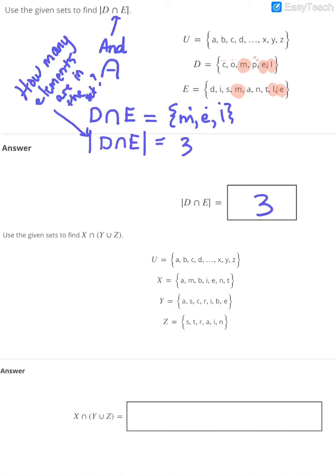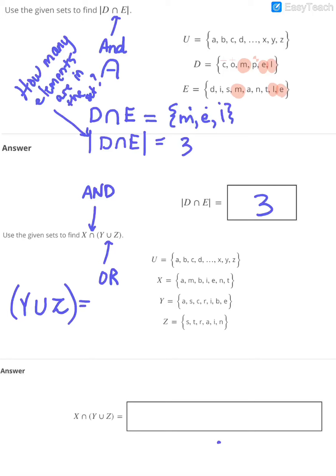Okay, so in this next question, we see a different symbol here. We see the "and" again, and then we see what looks like a U, and that actually translates as the word "or." Now, just like with order of operations with integers, you can have order of operations with sets. And so if you see a parentheses, you have to do that first. So I'm going to first take care of the Y union Z, or you can say "Y or Z."